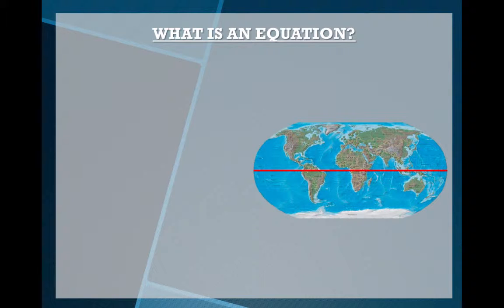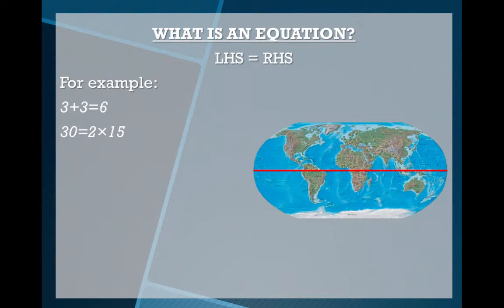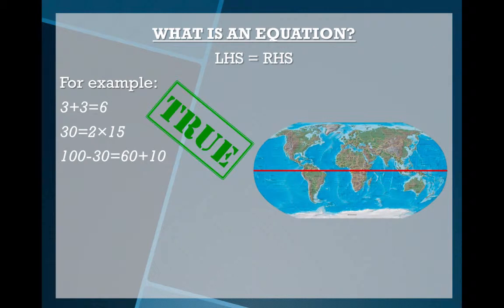It always consists of two expressions, one on the left-hand side and one on the right-hand side, and they're separated by an equal sign. For example, 3 plus 3 equals 6, or 30 equals 2 times 15, or 100 minus 30 equals 60 plus 10. All of these would be considered examples of true equations. This means that the left-hand side has the same value as the right-hand side.